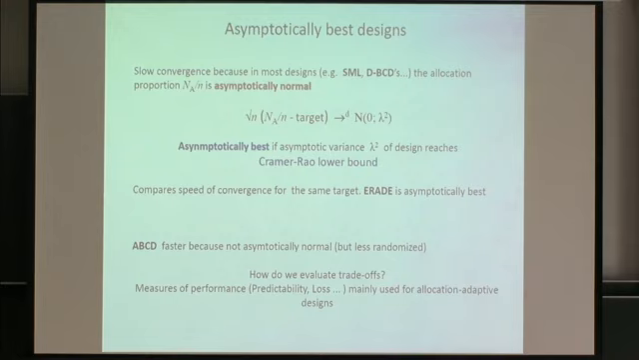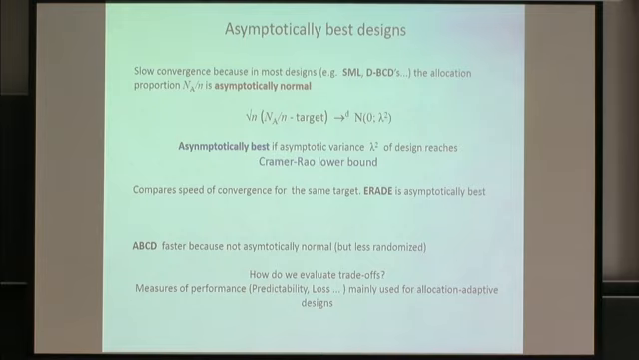What do we do? We compare the asymptotic variances. If the asymptotic variance is smaller, the convergence is faster. And the design is defined to be asymptotically best if the asymptotic variance reaches its lower bound, which is the Cramer-Rao lower bound. Now, in particular, we have one design that we know is the one that's asymptotically best.